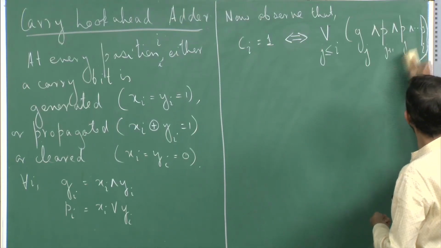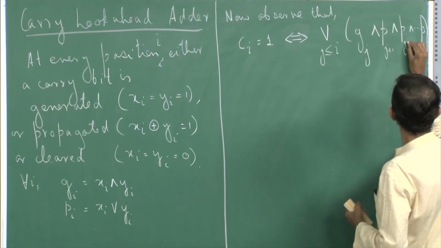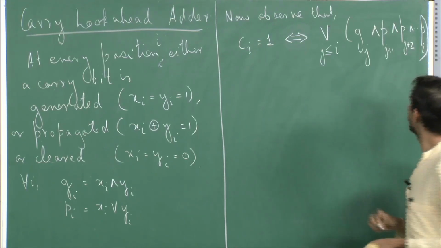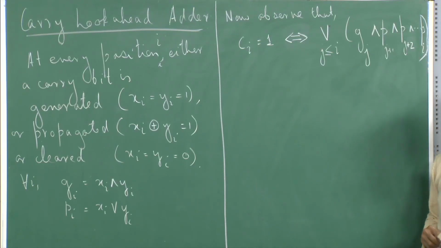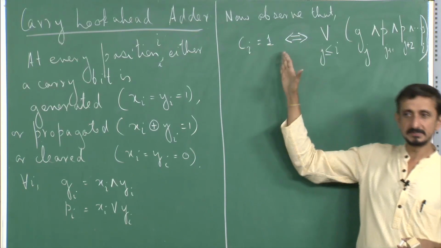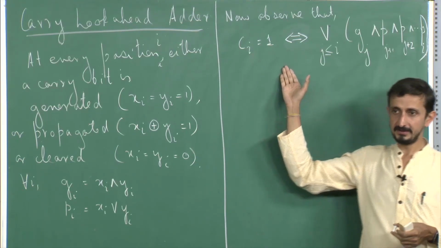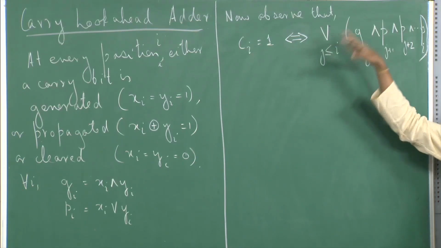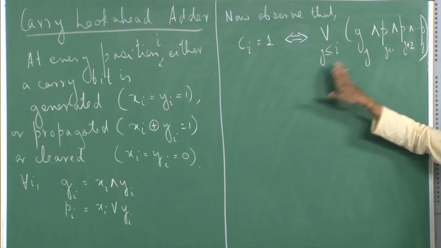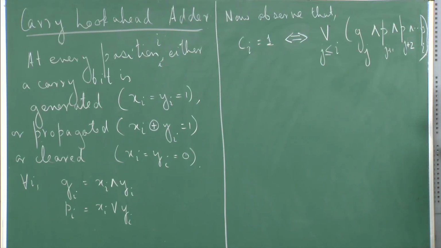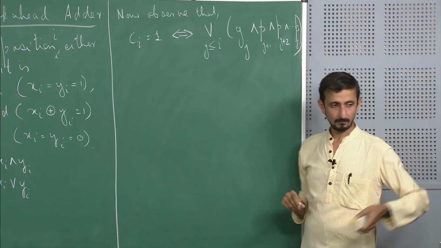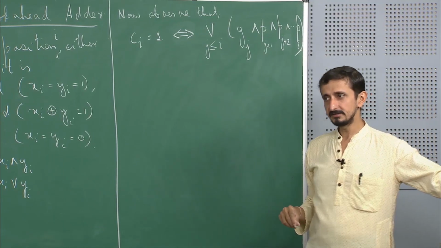Just write this properly. So, all of these must be true. Okay. So, this is the definition for Ci to be 1, correct. There exists some j, so I am taking OR over all j. So, there exists a j such that this is true and all of these are true. Any questions?